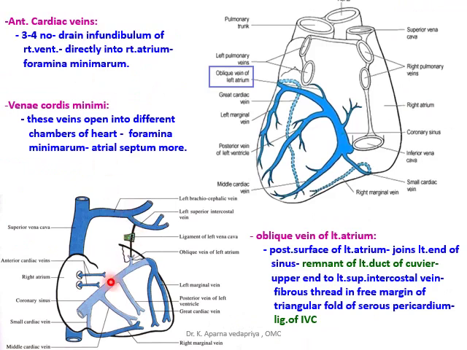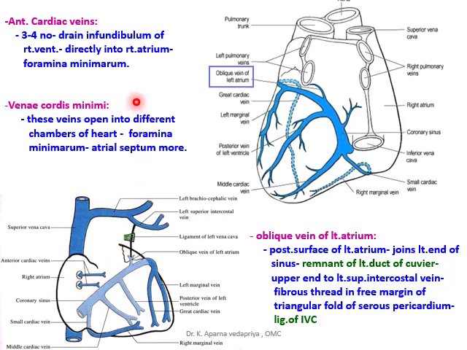So coming to the anterior cardiac veins, which contribute 40% of the blood that is drained into the right atrium, as the 60% of the blood volume is drained by various other tributaries, which in turn drain into the coronary sinus, which opens into the right atrium and is guarded by the Thebesian valve. These anterior cardiac veins are about 3 to 4 in number, and they drain directly into the right atrium, opening via the foramina minimarum.